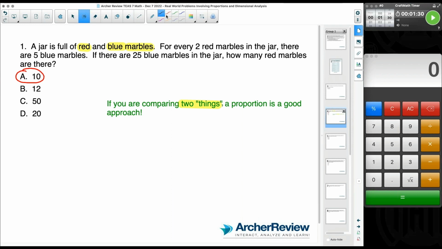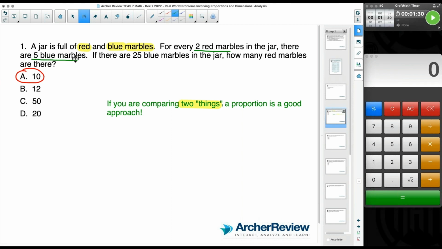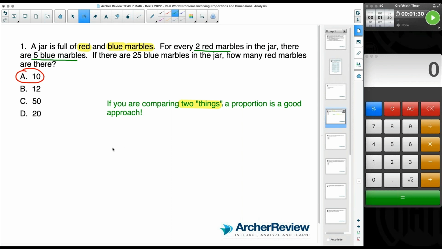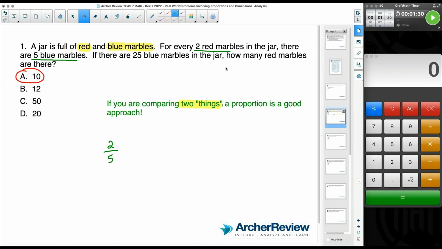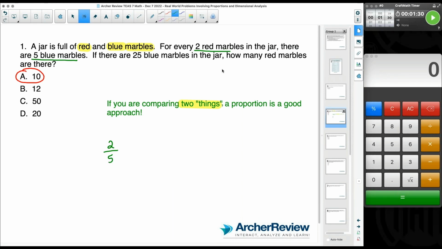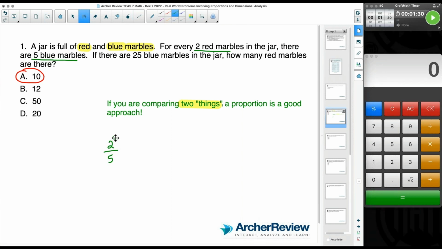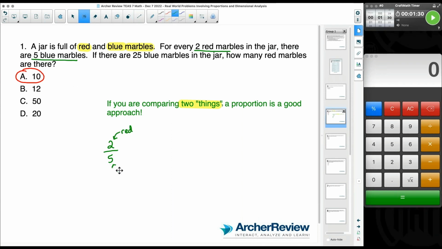Now, one way I'm going to do this is I see for every 2 red marbles in the jar, there are 5 blue marbles. So one way, again, y'all, I'm going to show you different proportions that will lead to the same answer. One way I can do this is I can put a 2 over 5. Could I have put 5 over 2? Yes, let's not worry about that. So what have I done here? When I write this fraction, the 2 is representing the red marbles, and the 5 is representing the blue.